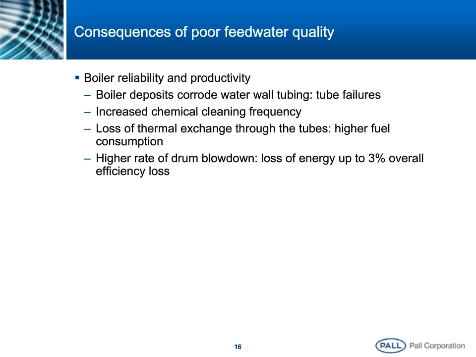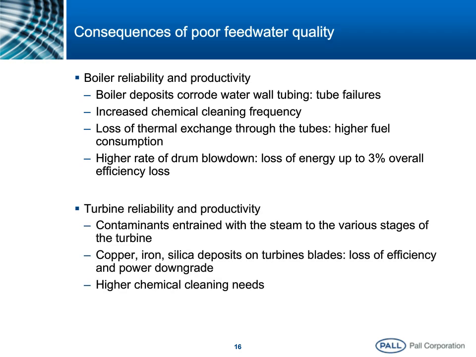So big consequences on the boiler, but also on the turbines themselves. Contaminants that are entrained with the steam end up in the various stages of the turbine blades. Things like copper and silica deposits are known to force a loss of efficiency and sometimes power downgrade on the turbines. It also forces you to clean more often with more aggressive chemicals and a larger quantity of it. So both on the boiler side and the turbine side, solid contamination, these particles floating in the system, will have a tremendous impact on the operation and the efficiency of our system.